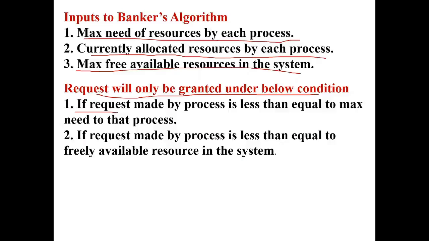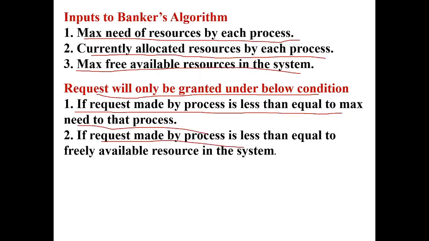The first condition is that the request made by the process is less than or equal to the max need of that process. That means whichever new request, new demand has come for a particular resource. For example, if a printer is already used by another process, and another process comes requesting the printer, it may demand the printer 2 to 3 times, but the algorithm should see that whichever request is coming should be less than the maximum, so that it can be allocated. If it is more than the maximum, then it cannot be allocated.